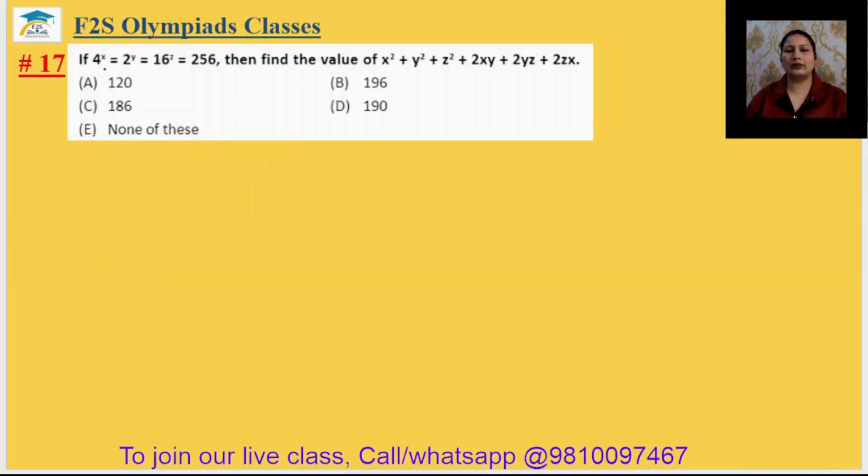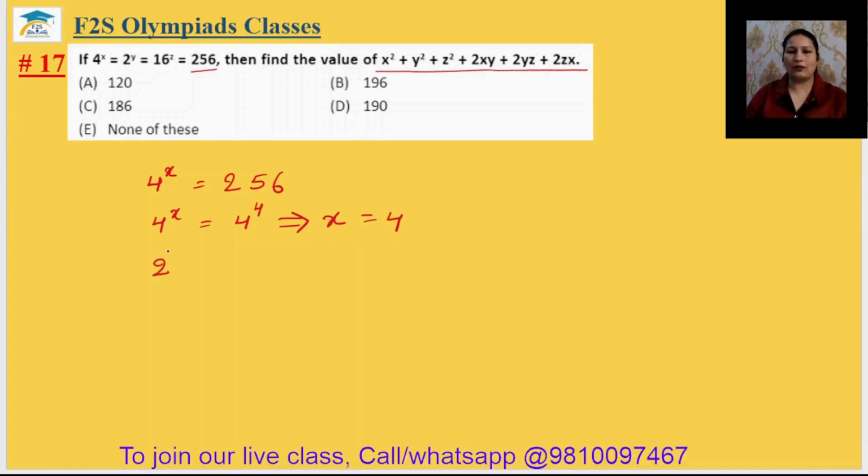Come to question number 17. 4^x = 2^y = 16^z = 256. Then find the value of this equation. So first we have to find the values of x, y and z. So equate the numbers individually. 4^x equal to 256. It means 4^x equal to 4^4. Since bases are same, x equal to 4.